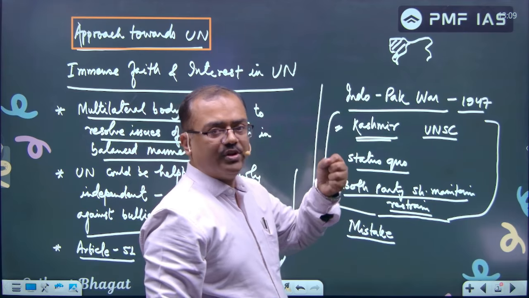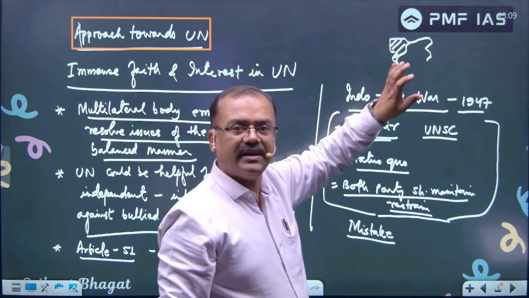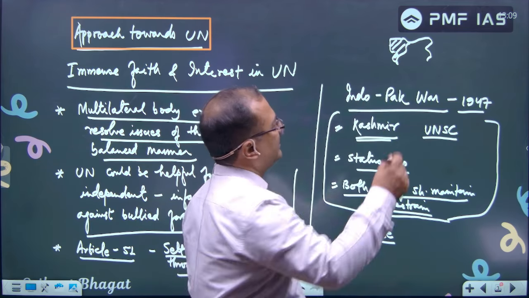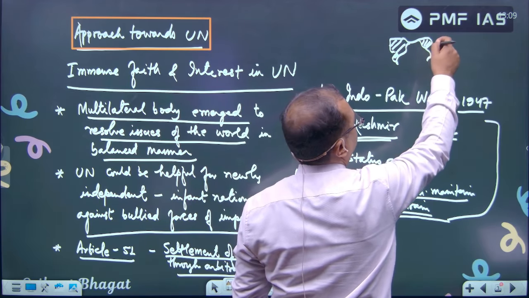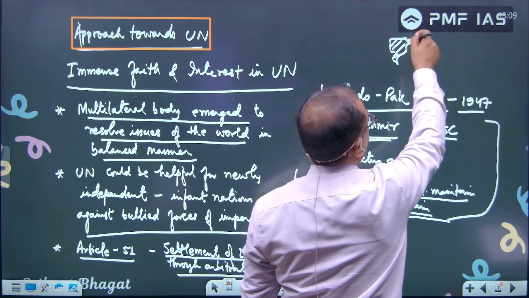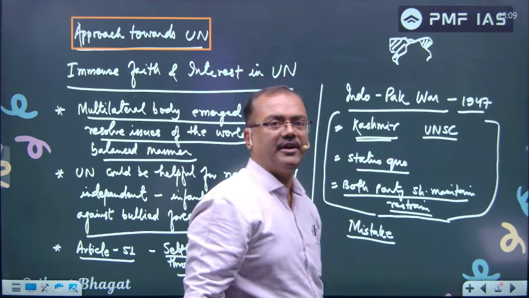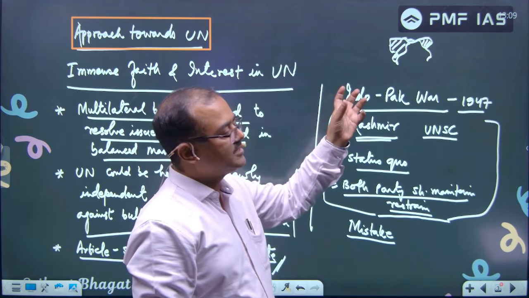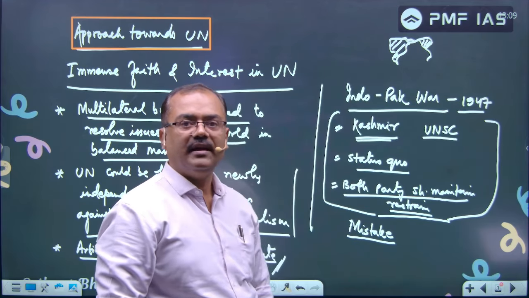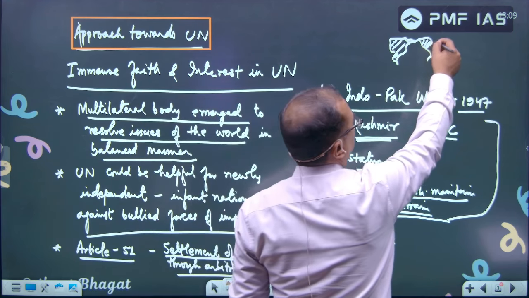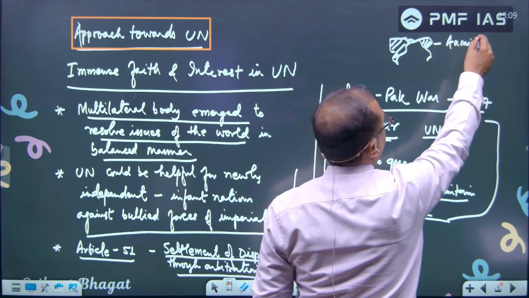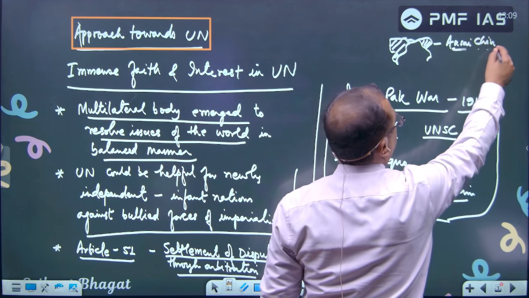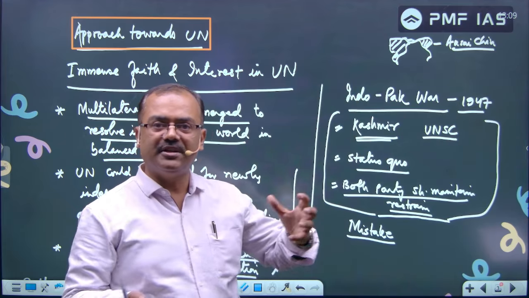Why is Pakistan so emboldened? Because it had already captured this part. Plus, it had given some part of the occupied Kashmir to China. For India, this part is called Aksai Chin. So Aksai Chin is captured by China.